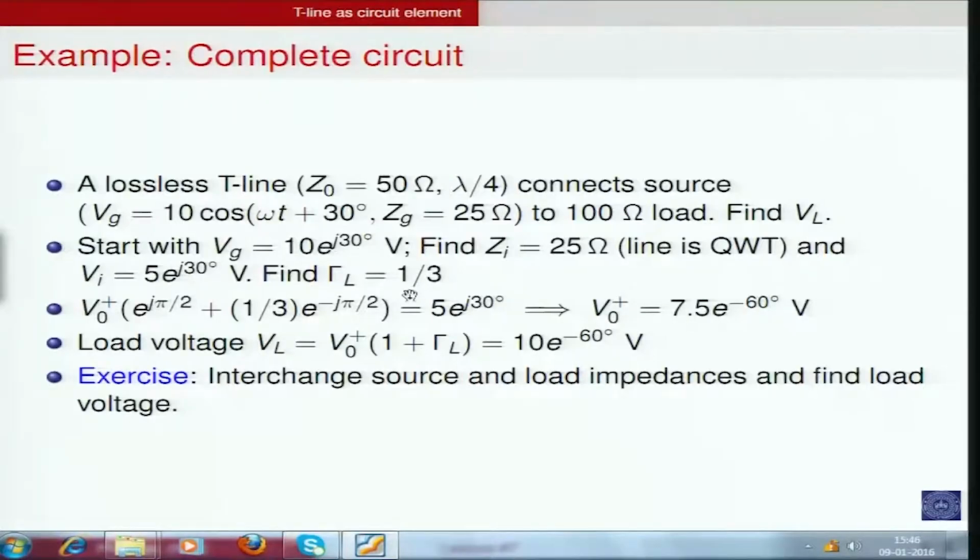Now you can also find out gamma L. How will you find gamma L? You know the load impedance which is 100, you know the characteristic impedance 50, so (100 minus 50) by (100 plus 50), 50 by 150, which is nothing but 1 by 3. Gamma L is also real.